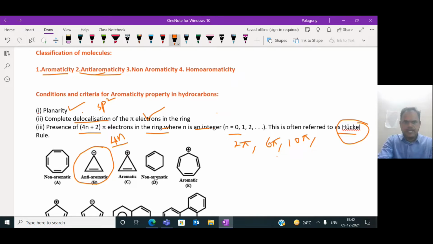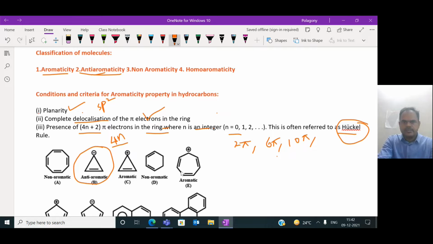And non-aromatic. So in this fourth case, look at this fourth one, the non-aromatic case. In this there are 4 electrons present, but there are sp3 carbons also present. So if the molecule has sp3 carbons, definitely this molecule is non-aromatic in nature. That means this molecule has a distorted geometry, not planar, because sp3 carbon atoms are present in this.